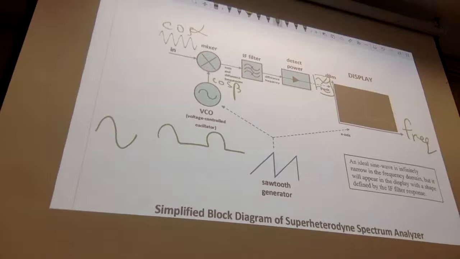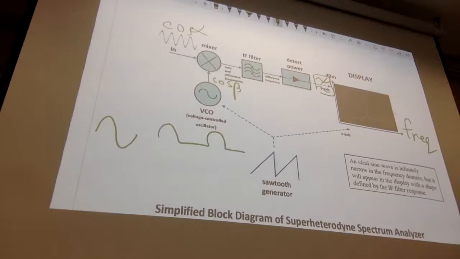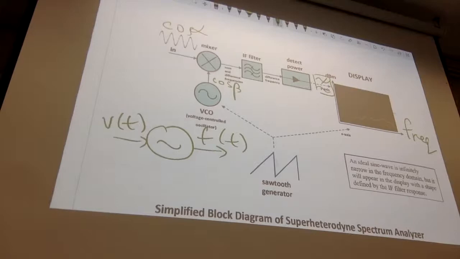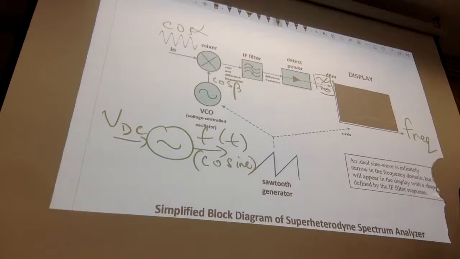So what's a voltage-controlled oscillator? That's like the last piece. It means if you put in a voltage V of t, you get out a frequency, like in a cosine. So if we put in a DC level, you'll get one cosine of some frequency out until we change the input voltage. Then we'll get another one. You increase the voltage, you increase the frequency out.